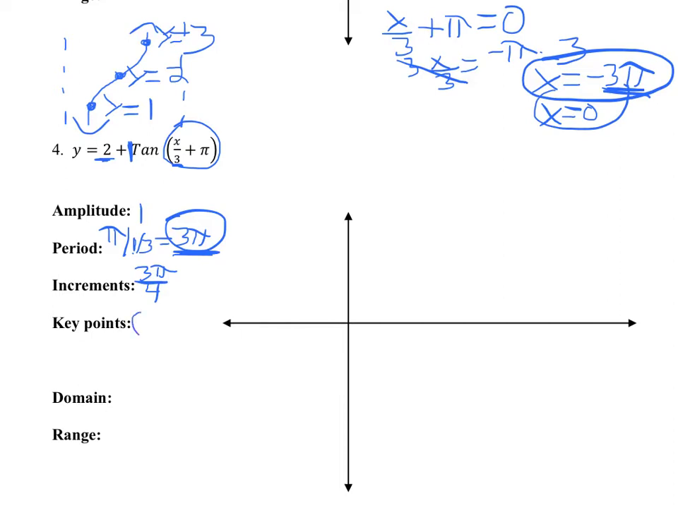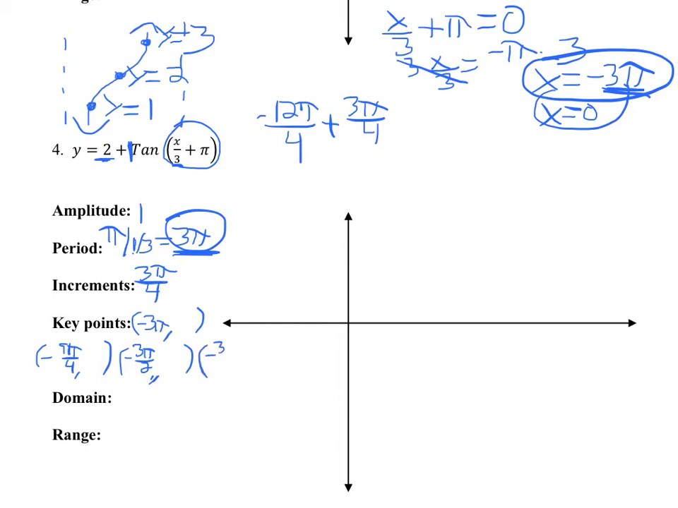So let's see here, it's negative 3 pi, and then if I add 3 pi over 4 to it, well, negative 3 pi, that's like saying negative 12 pi over 4. So if I add 3 pi over 4 to this, this just gets ugly with the fractions. That's going to give me negative 9 pi over 4. And then if I add 3 pi over 4 to negative 9 pi over 4, I get negative 6 pi over 4, which is negative 3 pi over 2. Then, if I add 3 pi over 4 to that, I get negative 3 pi over 4.